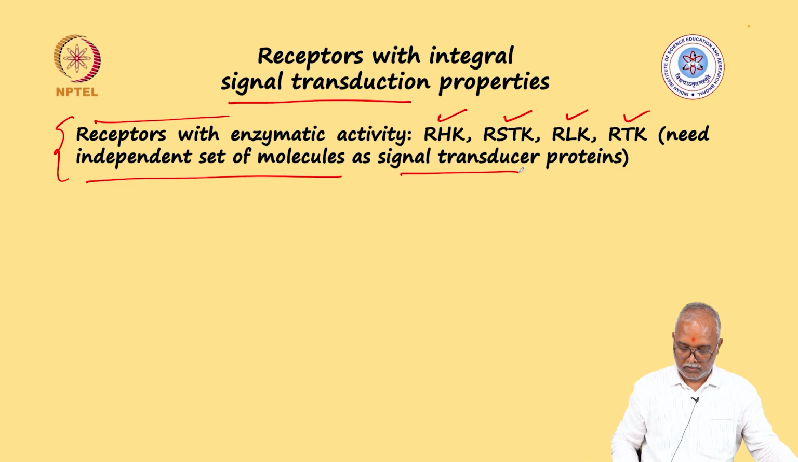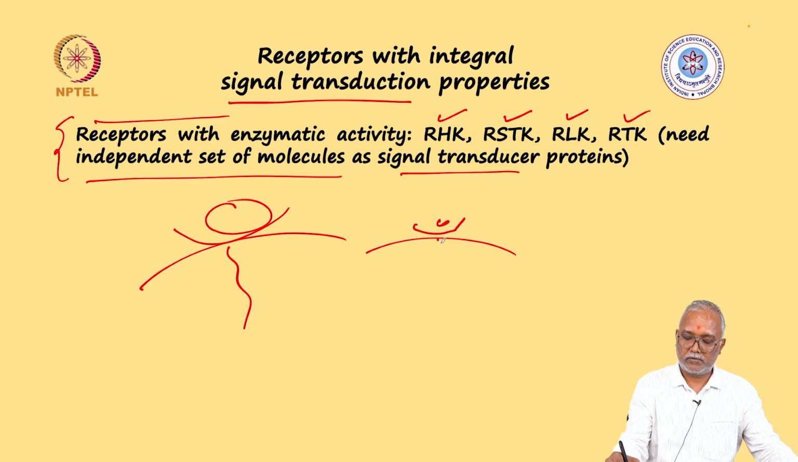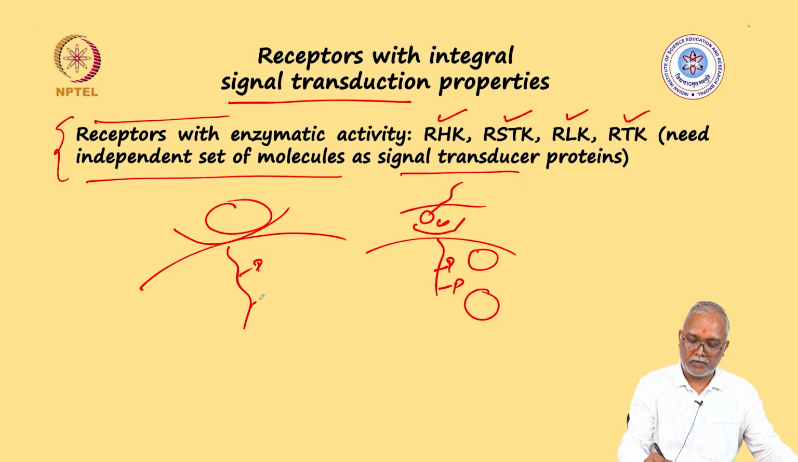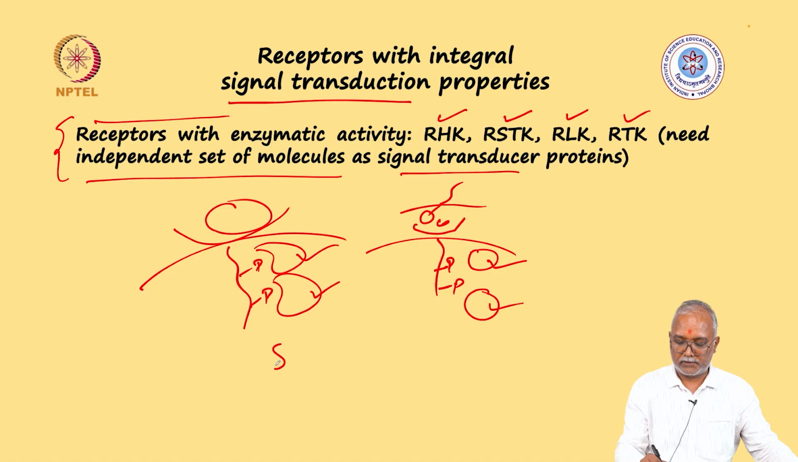Whether it was a receptor which was on the cell surface, or even the ligand which was on the surface, in both scenarios what you notice is that recruitment of the next set of molecules in response to certain phosphorylation or receptor activation was required. So such receptors, although they had enzymatic activity in themselves, needed a next set of effector molecules for signal transduction.